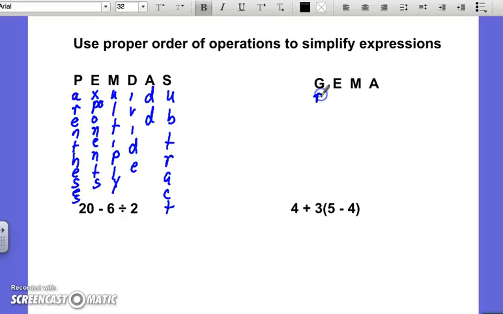Now, then it got changed. Some of you may have learned GEMDAS. I kind of like that one a little better. It says we deal with grouping first. So anything, not just parentheses, but grouping. Exponent still goes next. Okay?